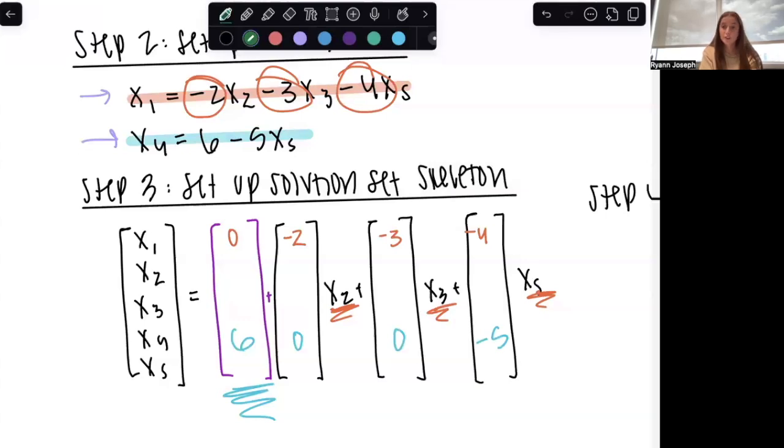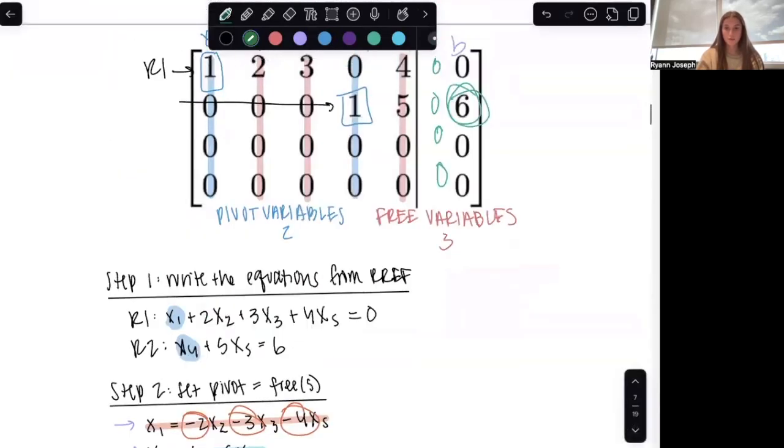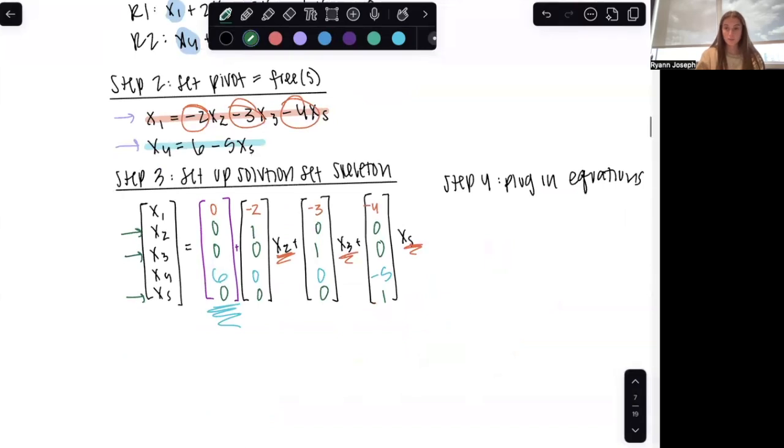Finally, for the free variables, x2, x3, and x5, they are just equal to themselves. So in this case, x2 is equal to itself. It only corresponds to x2. x3 is only equal to x3, so I'm just going to put a 1 in the x3 column. x5 is only equal to x5, so I'm going to put a 1 there. That is the entirety of how you solve for the solution set for a system. This is your answer. This is what you would write.